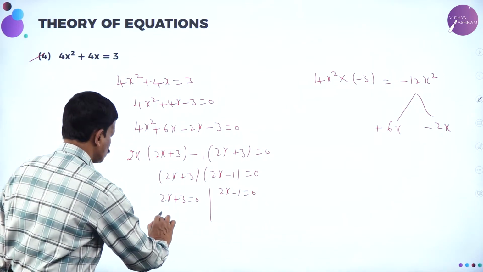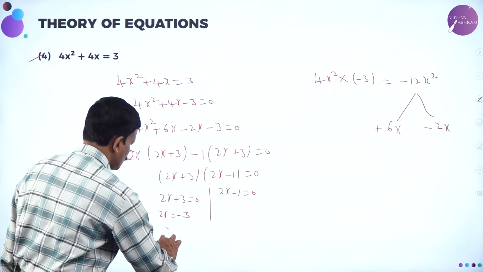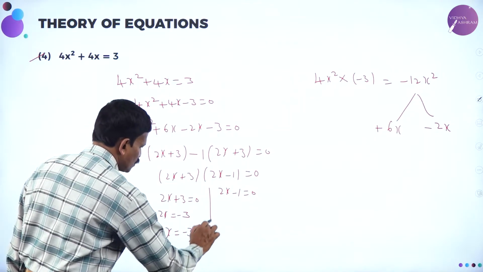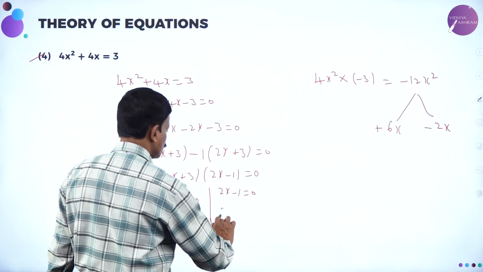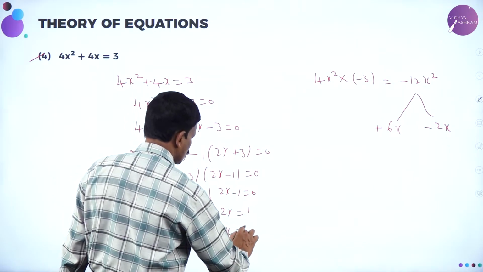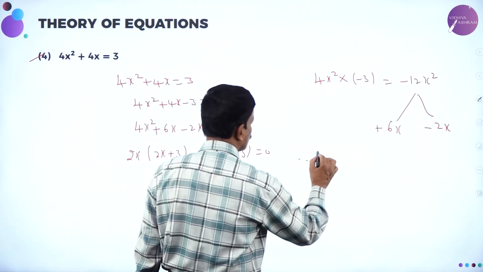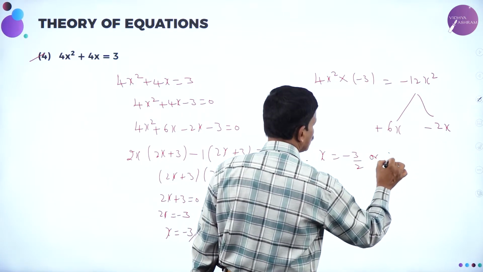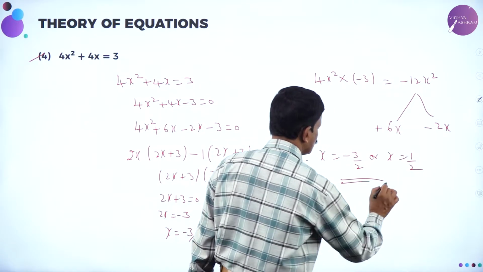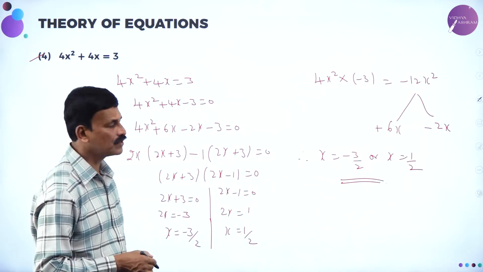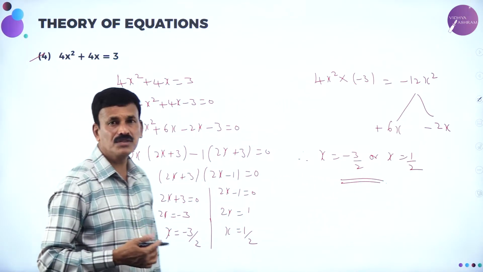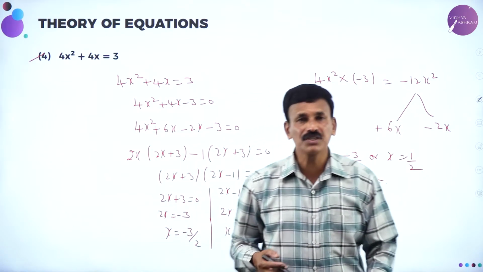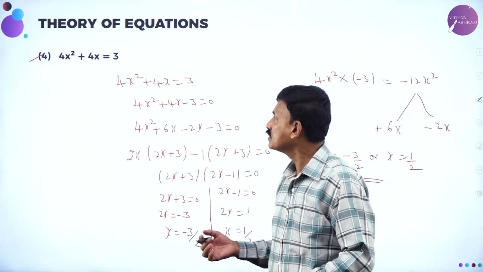That means 2x is equal to minus 3, x is equal to minus 3 by 2. Here 2x is equal to 1, x is equal to 1 by 2. So therefore the roots are x is equal to minus 3 by 2 or x is equal to 1 by 2. So these are the roots of the given equation. That's it. This is how we solve a quadratic equation by the method of factorization.